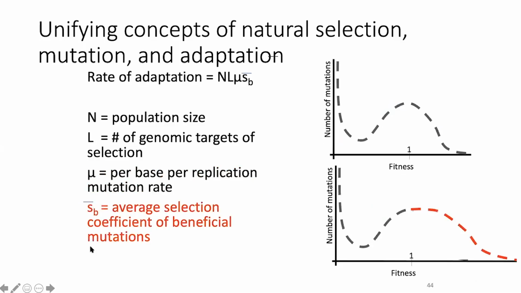The last one is just this idea of the average benefit of a beneficial mutation. If you have more mutations in this region of that histogram that we've already gone over, then you're more likely to get a mutation that has a big fitness advantage and accelerate your adaptive evolution.